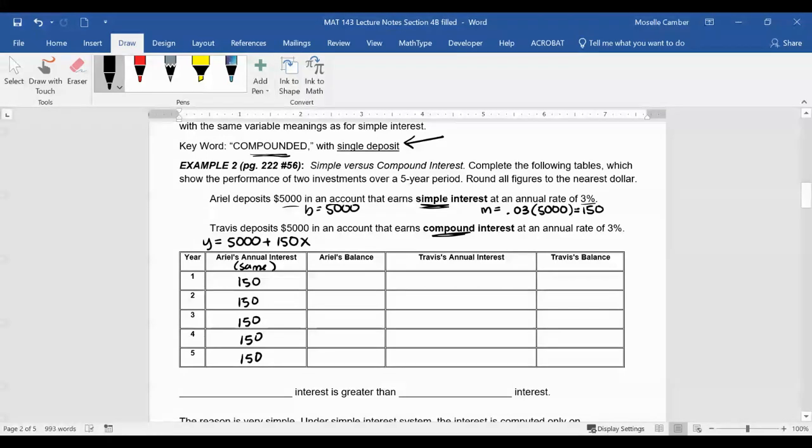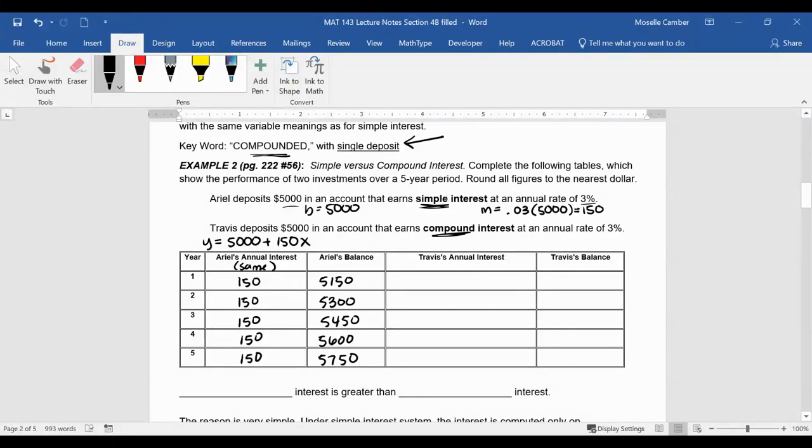So if she starts at 5,000, 1 year later she adds 150, so that becomes 5,150. Then you have to add another $150 of interest, so that's 5,300. Add another 150, that becomes 5,450. Another 150, you get 5,600. Another 150, you get 5,750. So after 5 years, Ariel would have $5,750 in her account.